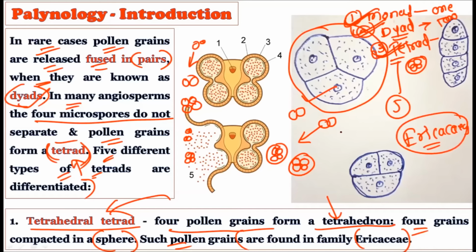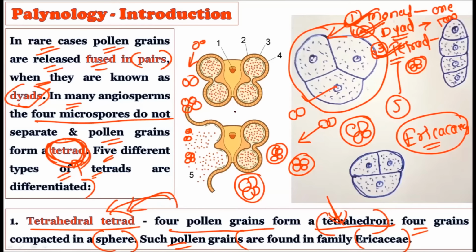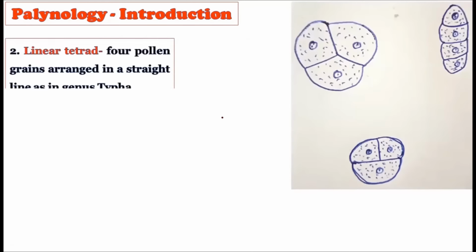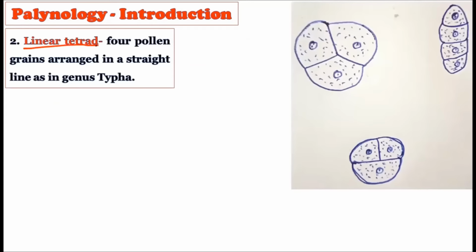So in the tetrahedral tetrad, of course, there are four pollen grains, and they form a tetrahedron. Because all these are types of tetrad, obviously every time there will be four pollen grains. If they form a tetrahedron, then we call them a tetrahedral tetrad. Now consider the second one. It is called the linear tetrad. The four pollen grains are arranged in a straight line, as seen in the genus Typha.